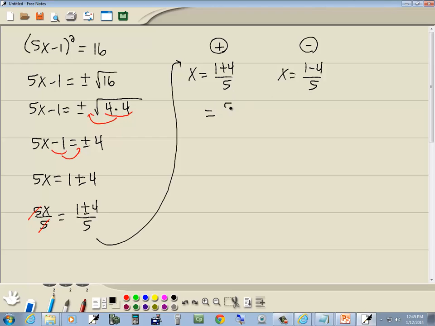Well, 1 plus 4 is 5, so we've got 5 over 5, which is 1. And here we got 1 minus 4, which gives us negative 3 over 5. So our two answers are 1 and negative 3/5.